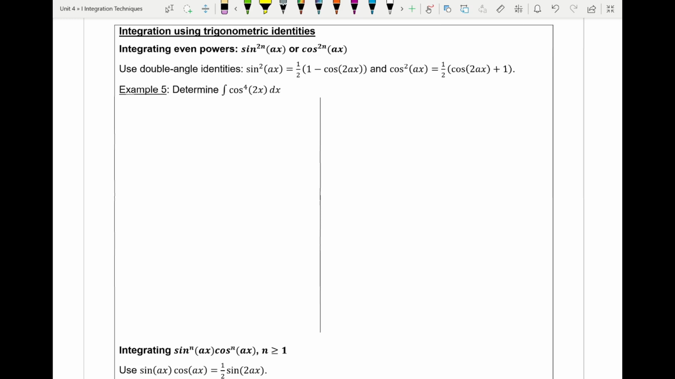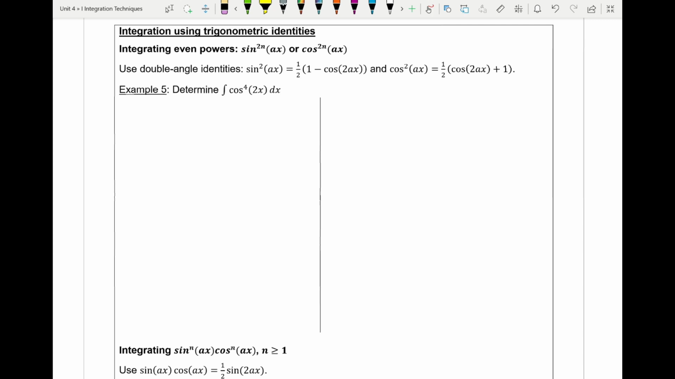In this video, we're looking at integrating even powers using trigonometric identities. So if we have sine to the 2n of ax, or cosine to the 2n of ax, we can use our double angle identities to write them in terms of cosine of 2ax. And then if we have something like cosine to the 4, we just apply that multiple times. So let's take a look at it with this example 5 here.